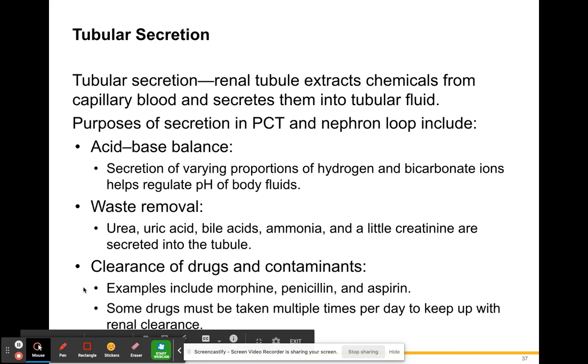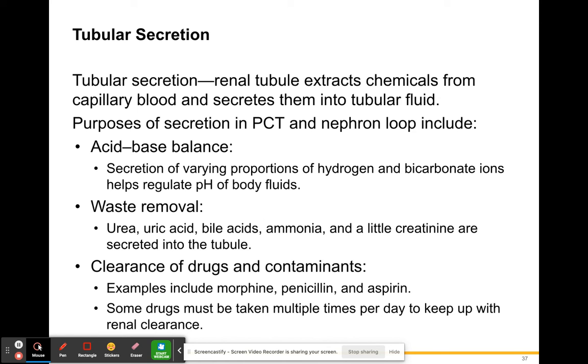Tubular secretion. This is where the renal tubule extracts chemicals from capillary blood and secretes them into the tubular fluid. So this is when we're taking stuff away, right? So we've given stuff back to the blood that we need: water, glucose, potassium, things like amino acids, things like that. Now there are things that we want to get rid of.